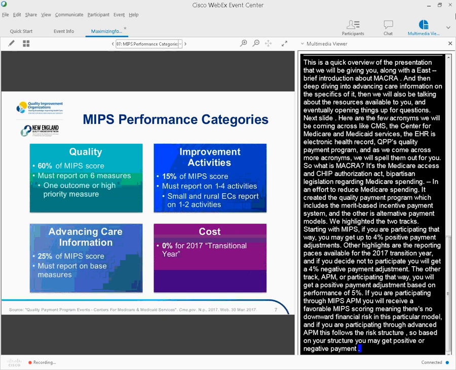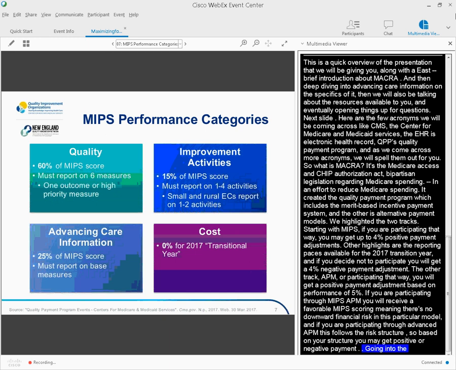Next is improvement activities. This accounts for 15% of your total MIPS score. An eligible clinician must report on 1 to 4 activities out of 90 available. There are 2 types of activities that are available: high weighted and medium weighted. High weighted would give you 20 points, medium weighted would give you 10 points. But if you're a practitioner who belongs to a small or a rural practice, then you just need to report on one or two activities because the weightage of these activities doubles.